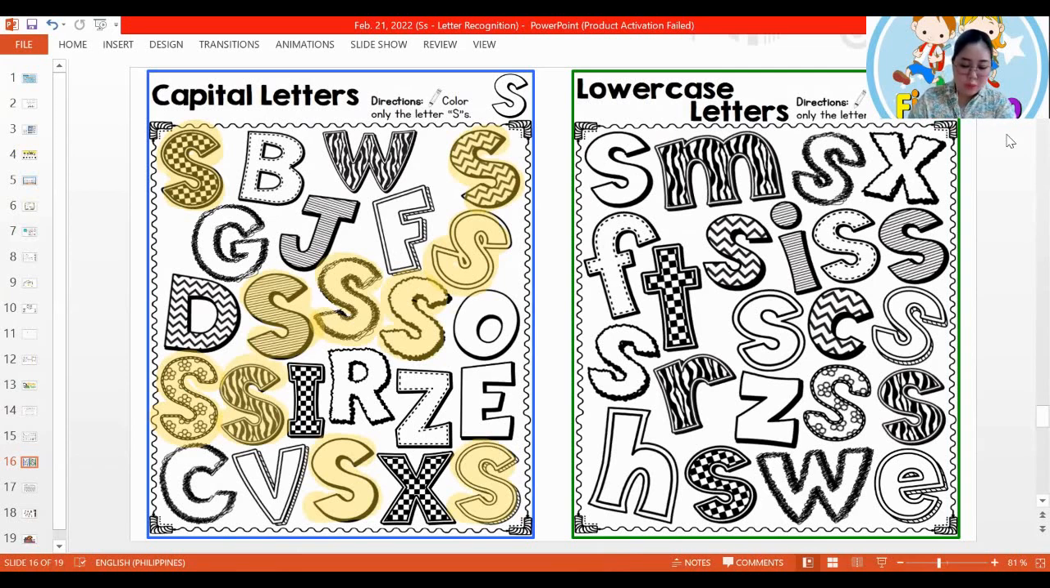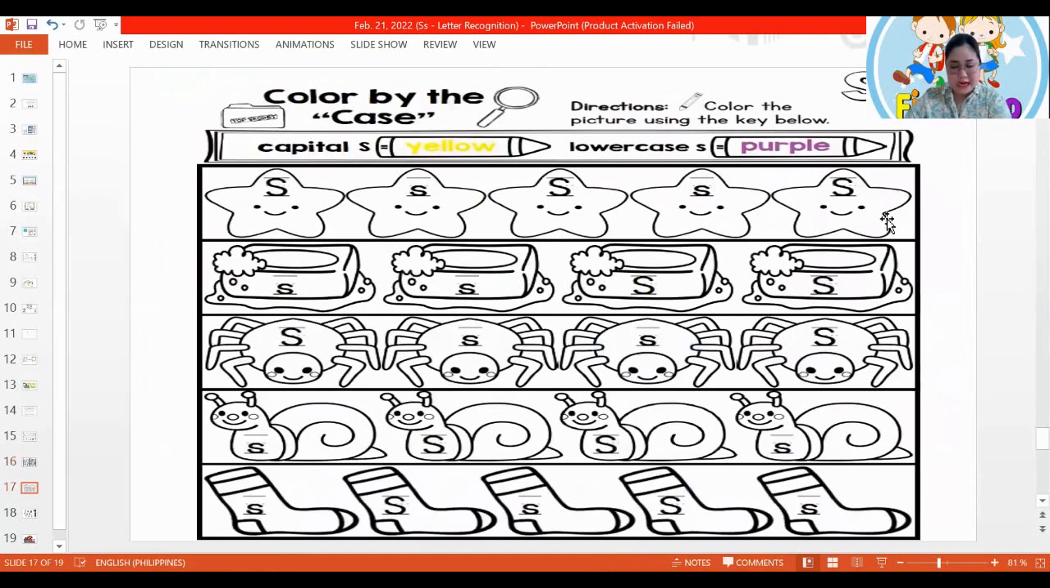Now let's look for our lowercase letter s. Trace your name first. This time, teacher will be using color blue. Let's do it together. 1, 2, 3, 4, 5, 6, 7, 8, 9, 10, and 11. You found 11 lowercase letter s also? Wow, very nice. And we are now on the very last work for today.